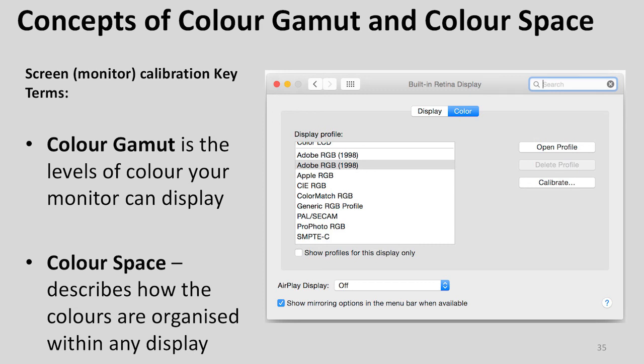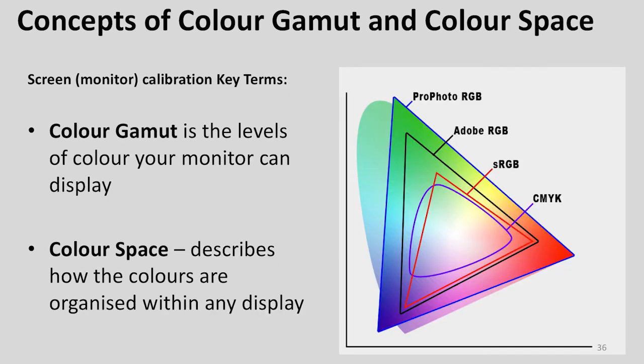Color space describes how the colors are organized within the display. It defines what levels of each specific color and tone may be represented. So here we're looking at the ProPhoto, Adobe RGB, sRGB and CMYK color spaces. The large horseshoe shape at the back is visible color.